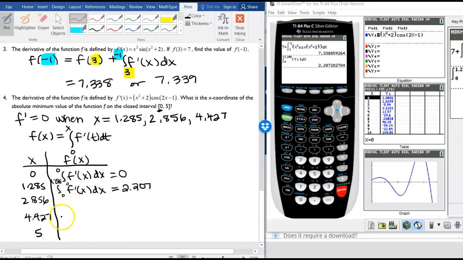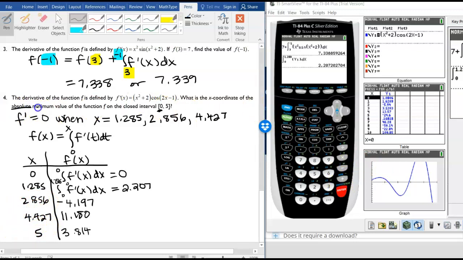Do those same things for these other three values. So I'm going to go from 0 to this value: 0 to 2.856, 0 to 4.427, etc. I will get negative 4.197, 11.180, and 3.814. So again, that's just integrating from 0 to this x value that they gave me.